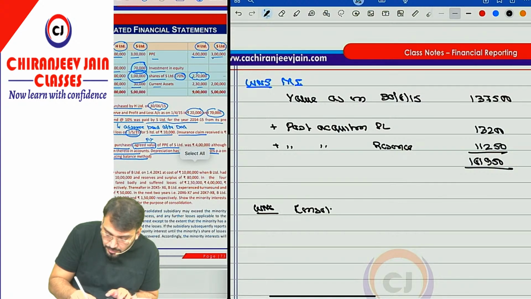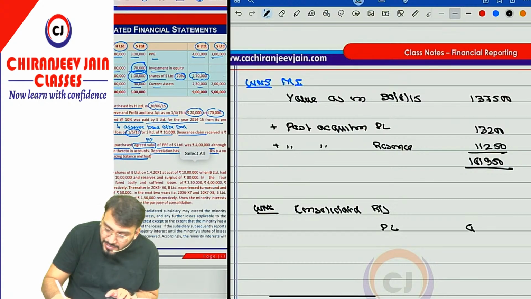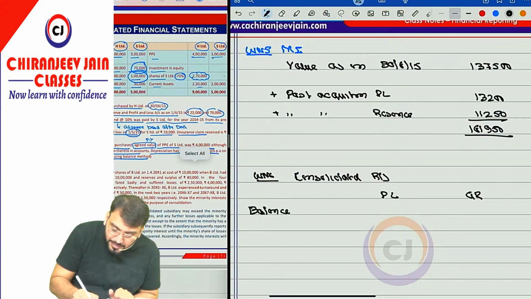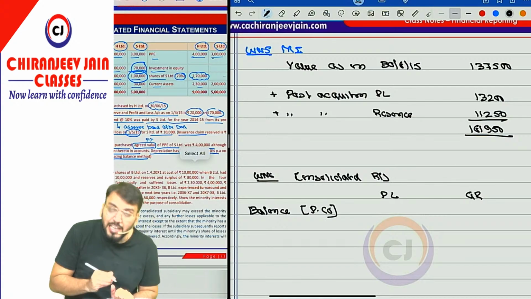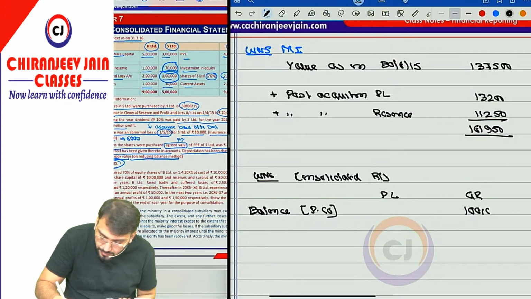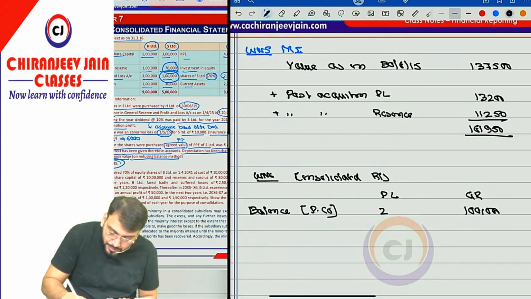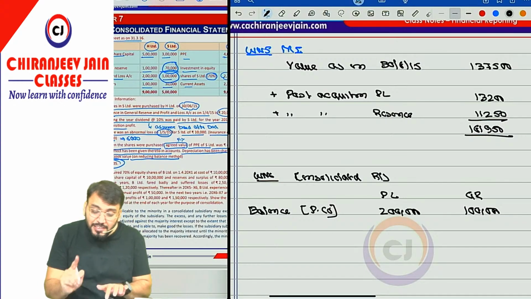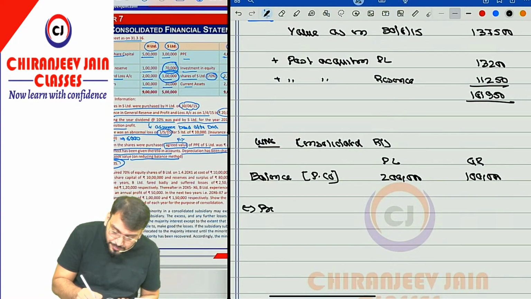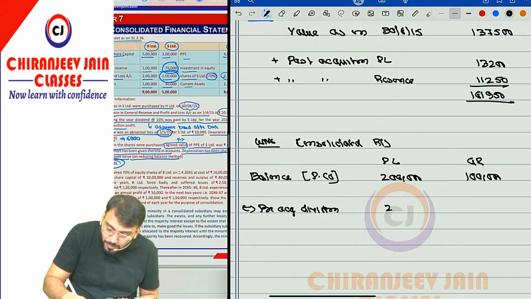Consolidated reserve and surplus, that is PL and general reserve. First we write the balance of PL and general reserve as per the parent company balance sheet. As per the parent company, you can see general reserve is 1 lakh and PL is 2 lakh. Understood. In this case, there is one rectification that you don't forget. Minus the pre-acquisition dividend received first, because that was credited to PL. How much? 21,000 minus. Correct.